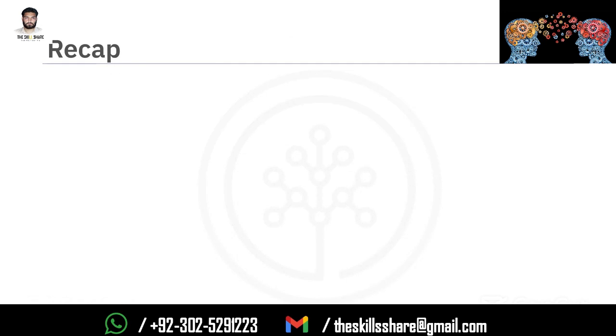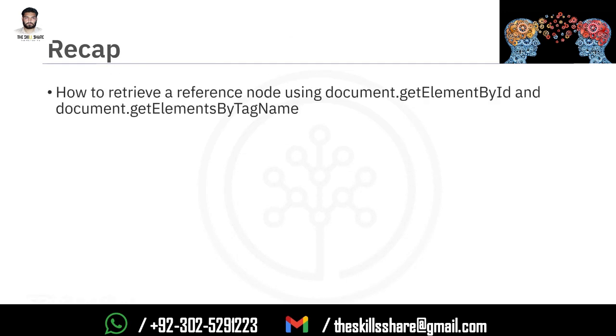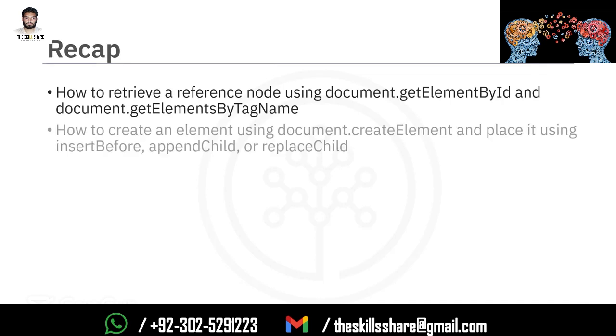In this video, you learned you can retrieve a reference to a node using document.getElementById, which returns one specific element that is based on the ID attribute. Document.getElementsByTagName retrieves elements with the specified tag. You can create an element using document.createElement(tagName) and place it using insertBefore, appendChild, or replaceChild.